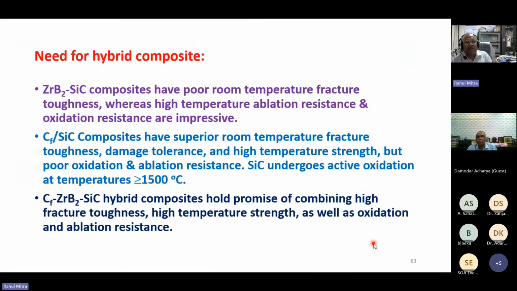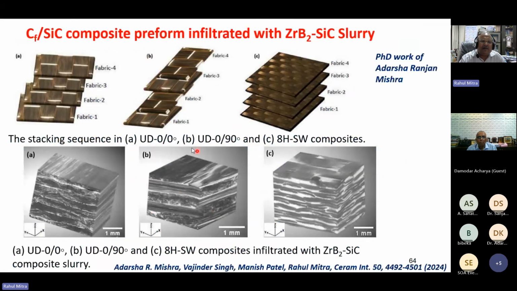Now, very recently, in collaboration with DMRL, I have a student, Adarsh Ranjan Mishra, who is working on a hybrid composite. We have seen that ZrB2-SiC composites have poor room temperature fracture toughness, but they have good ablation resistance. Carbon fiber silicon carbide composites have superior fracture toughness, high temperature strength, damage tolerance, etc. But their oxidation ablation resistance is not so good because SiC undergoes active oxidation at temperatures of 1500 degrees centigrade. So we have tried to fabricate CF ZrB2-SiC hybrid composites. Let us see the rest of the story. We are almost towards the end now.